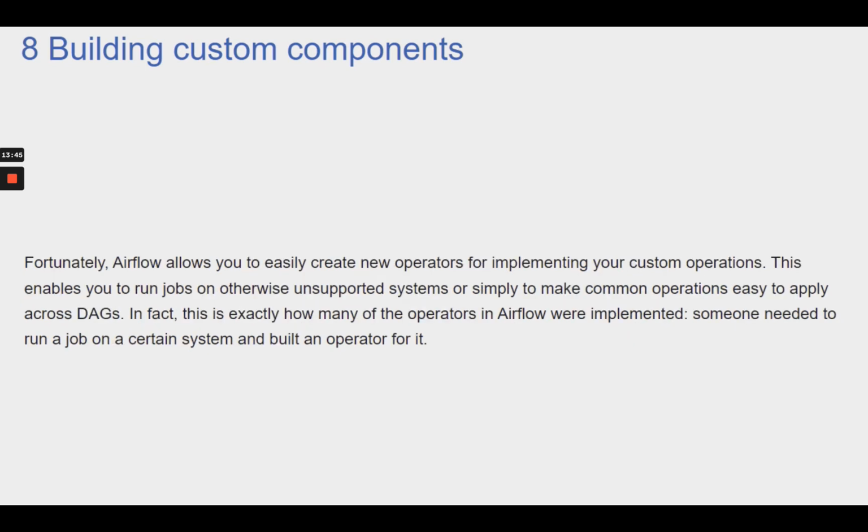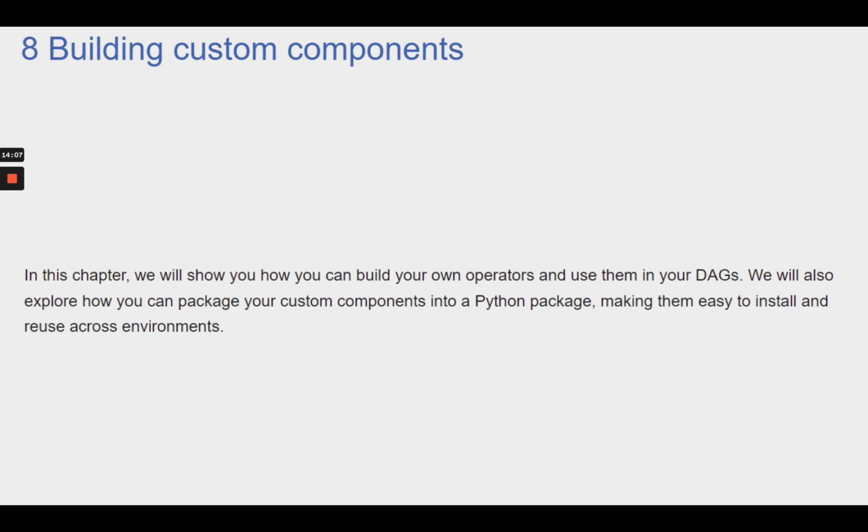Fortunately, Airflow allows you to easily create new operators for implementing your custom operations. This enables you to run jobs on otherwise unsupported systems, or simply to make common operations easy to apply across DAGs. In fact, this is exactly how many of the operators in Airflow were implemented. Someone needed to run a job on a certain system and built an operator for it. In this chapter, we will show you how you can build your own operators and use them in your DAGs. We will also explore how you can package your custom components into a Python package, making them easy to install and reuse across environments.